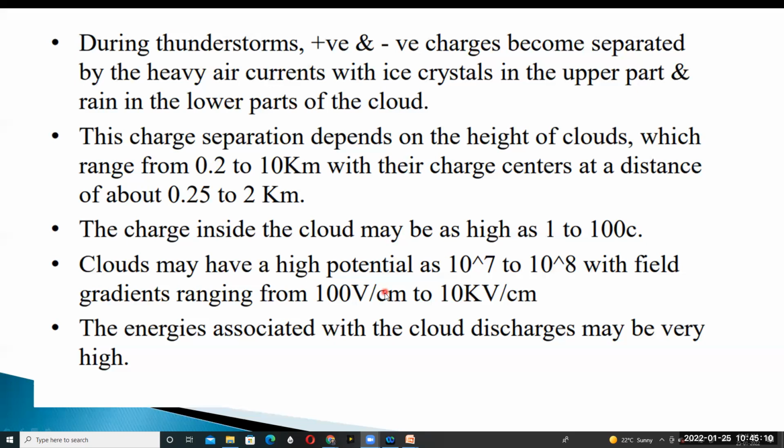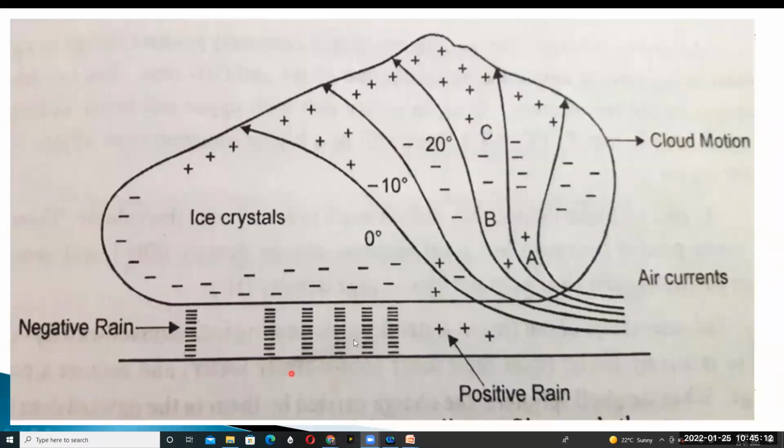During a thunderstorm, positive and negative charges become separated by heavy air currents, with ice crystals in the upper part of the cloud and rain in the lower part of the cloud.